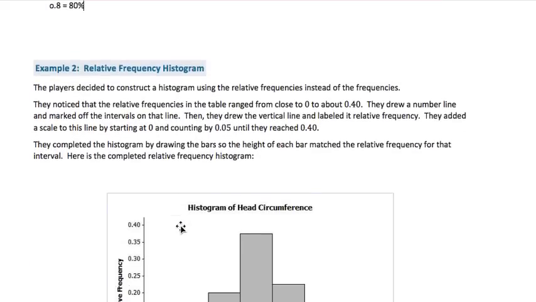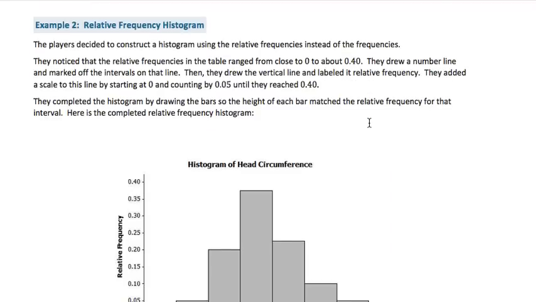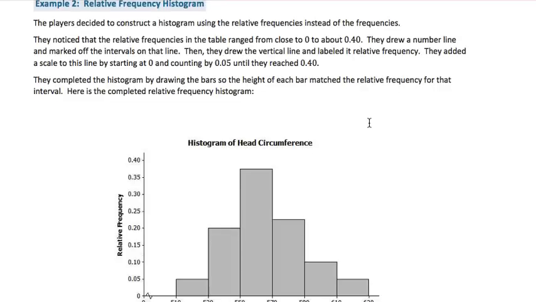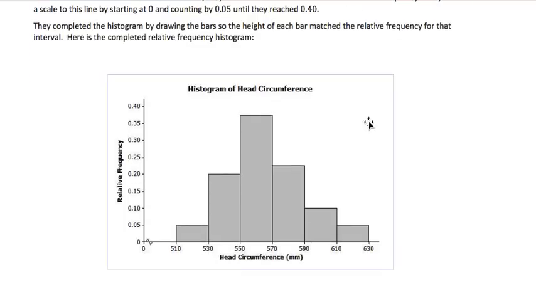The players decided to construct a histogram using the relative frequencies instead of the frequencies. They noticed that the relative frequencies in the table ranged from close to 0 to about 40/100ths. They drew a number line and marked off the intervals on that line. Then they drew the vertical line and labeled it relative frequency. They added a scale to this line by starting at 0 and counting by 5 hundredths until they reached 40 hundredths. They completed the histogram by drawing the bars so the height of each bar matched the relative frequency for that interval. Here is the completed relative frequency histogram.